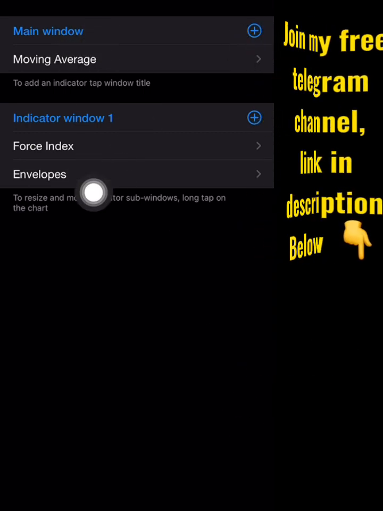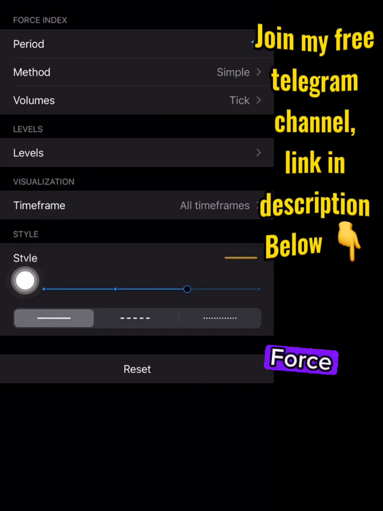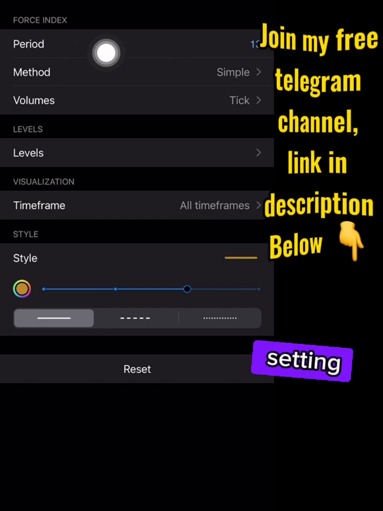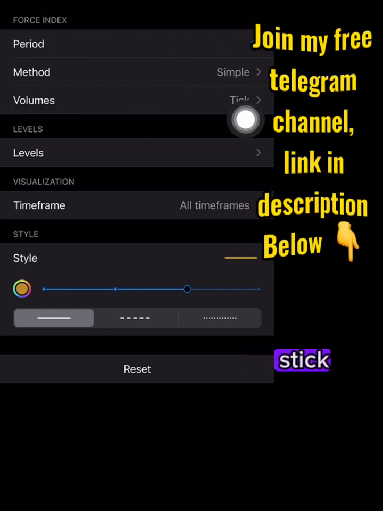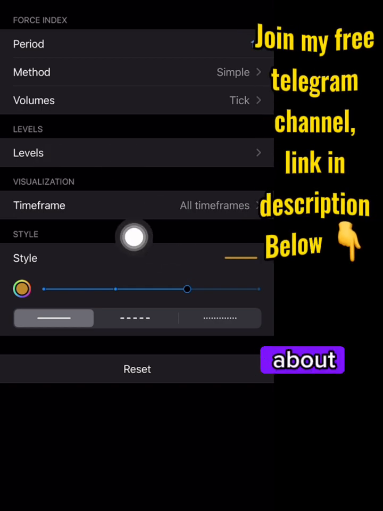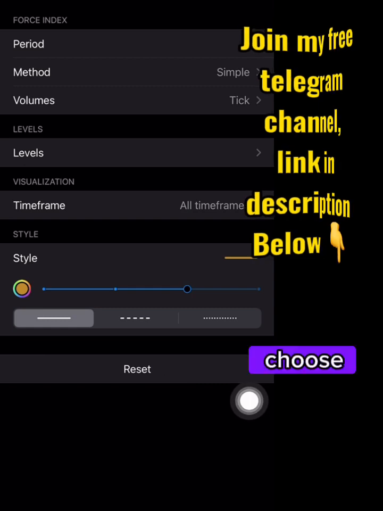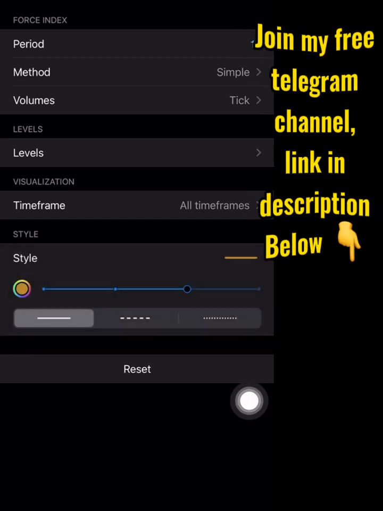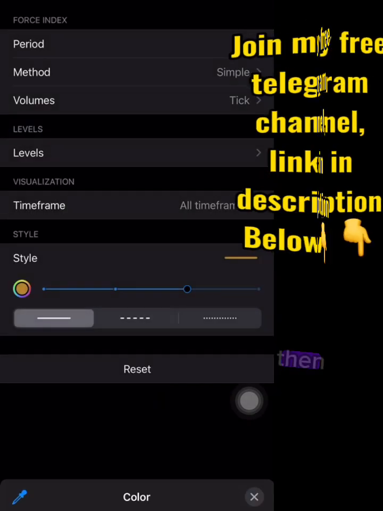Now here are the indicators. First, you have the force index. So this is my setting. Period is 13. Method is simple. Volumes is tick. Levels, forget about all this. Just come to the style. You can choose any color of your choice. Then that's it.